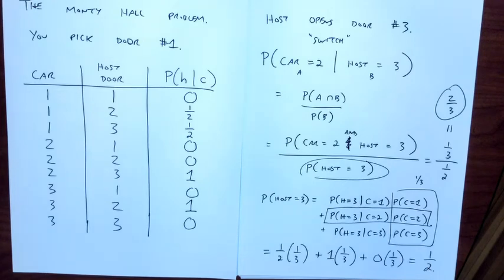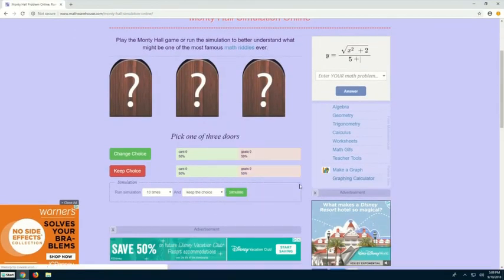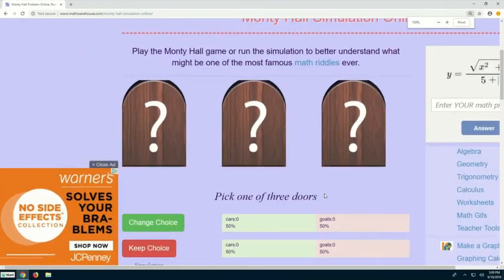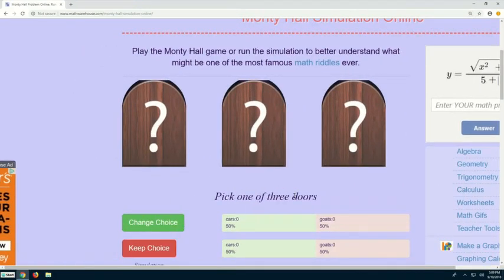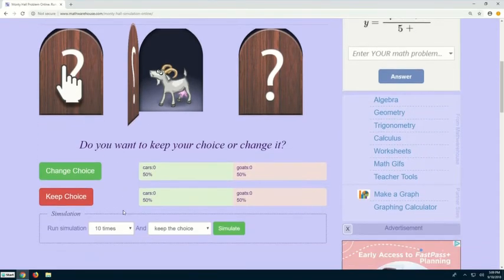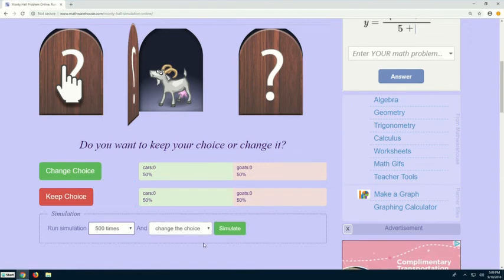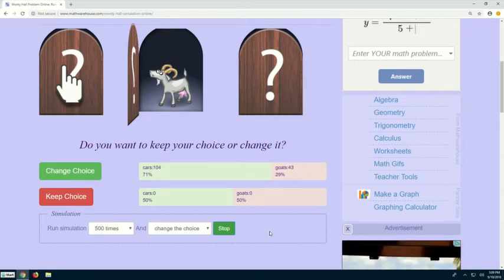If you don't believe me, believe the internet. So here is a simulator, right? Let me see if I can make this font a little bit bigger. Close my ad here. So basically the idea here is that if I pick my door and the host reveals the goat, right? So now I have the opportunity of keeping or changing, and I can run the simulation, either keep or switch, right? So if I say change the choice, and let's do this 500 times, watch the green bar, right? This should settle to around 2/3 probability that I win by switching the door, right?